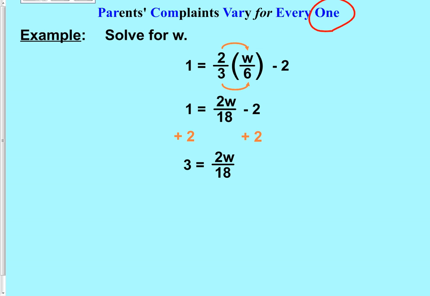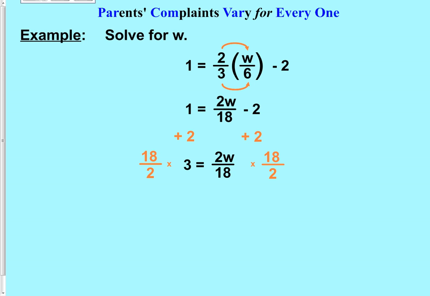Okay, now obviously we want a whole w here, and we do not have a whole w. We have 2/18 of 1. Okay, so we need to stop our w from multiplying times 2 over 18. Now, how do we do that? Okay, to stop it from multiplying, what we would want to do is divide.